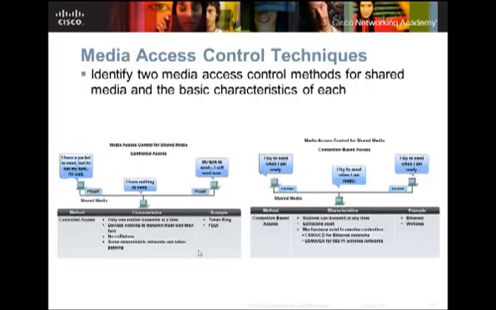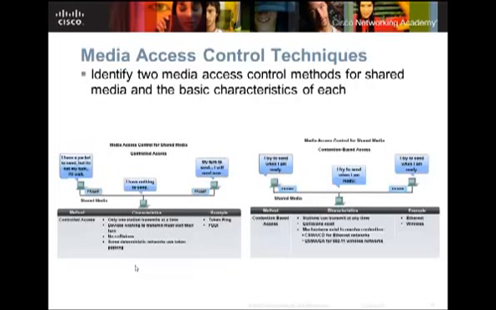There are two main ways that the reading talks about how we control access. One is controlled access, where only one station can transmit at a time. This is what we see on the left-hand side here. Usually with this, we have what's called a token ring type of environment, where you must have the token to be able to speak on the network.